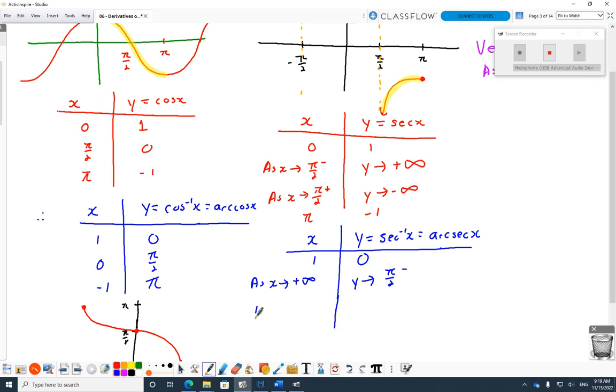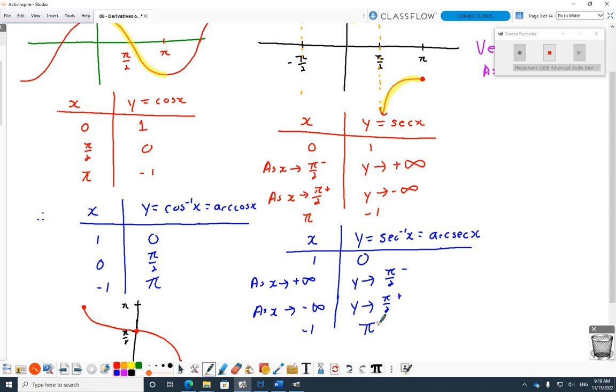Then, as x goes to negative infinity, y goes to pi over 2 from the positive side. I've just flipped these over. I've said the x becomes the y becomes the x. The last thing is a point negative 1, pi. Thank goodness. We got another point to work with.